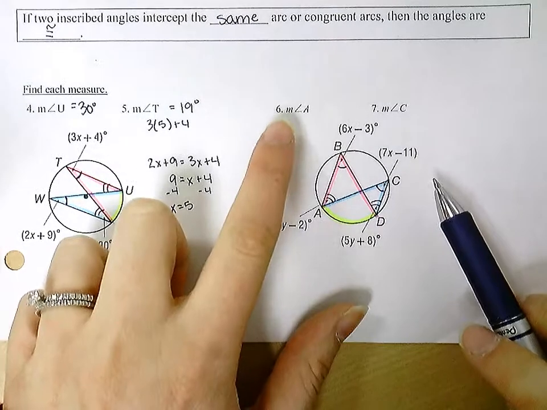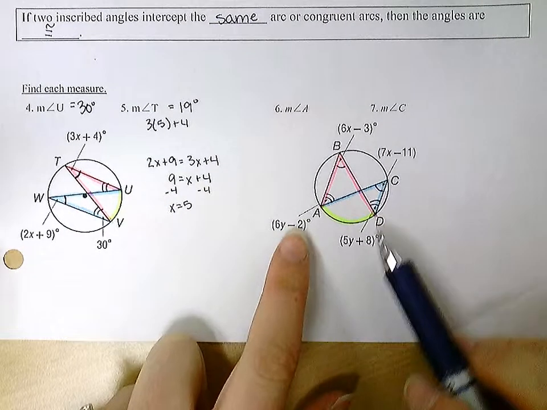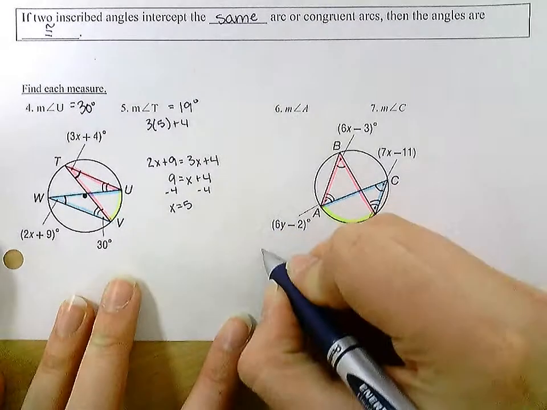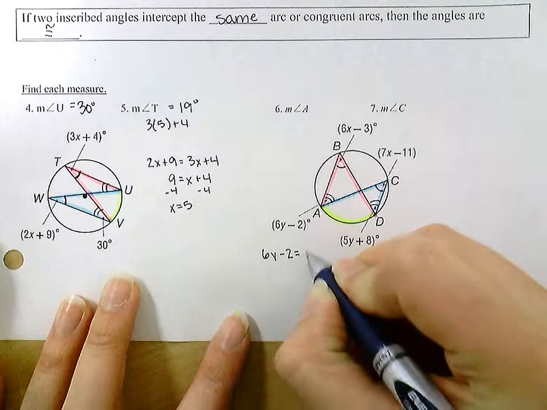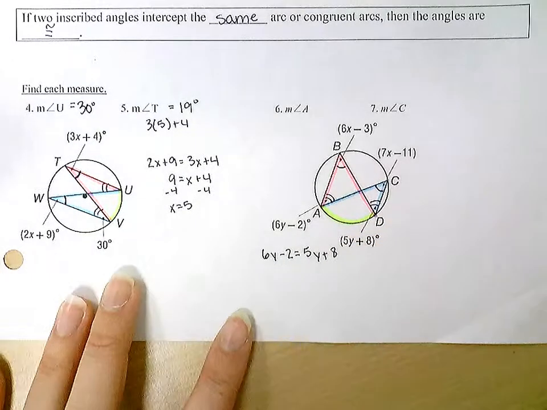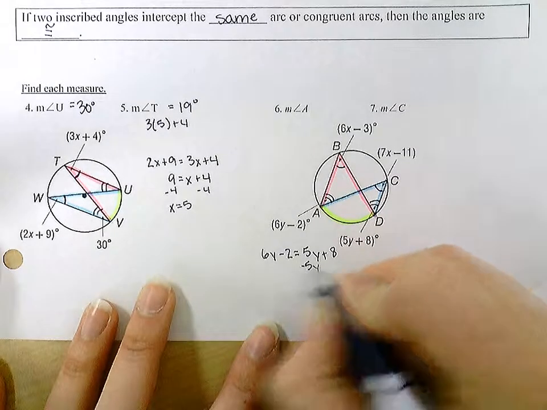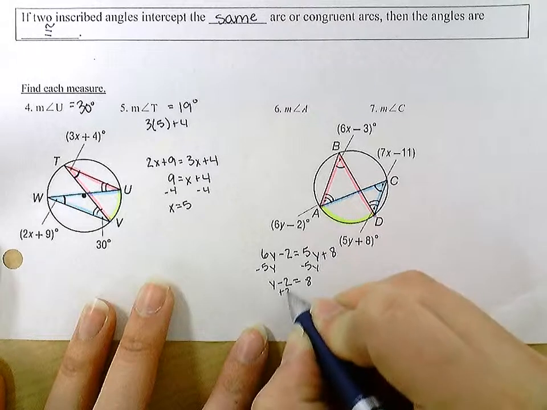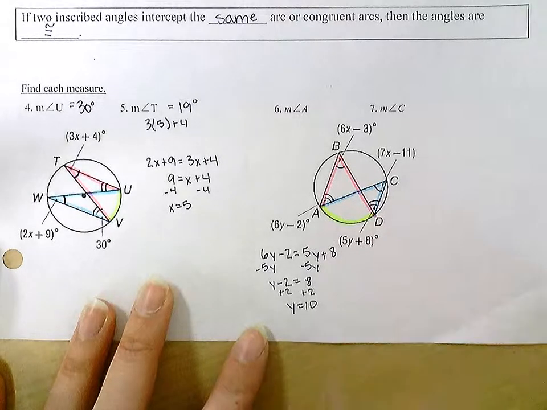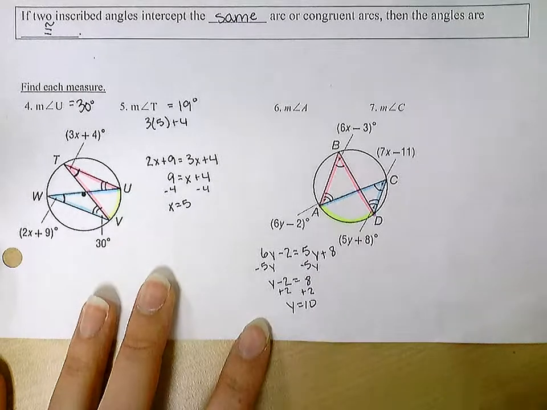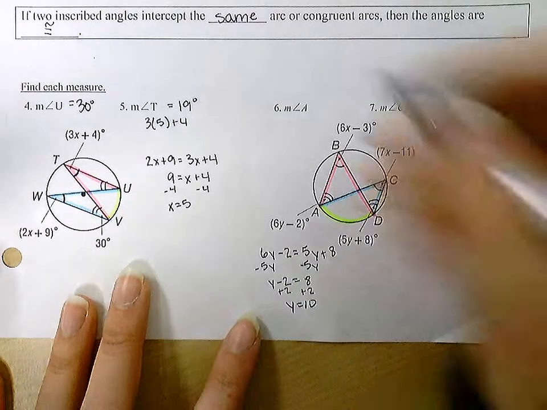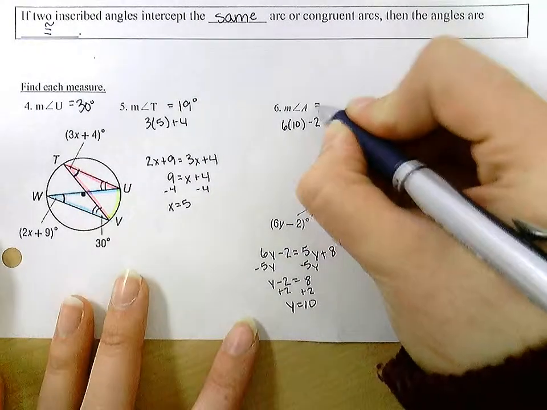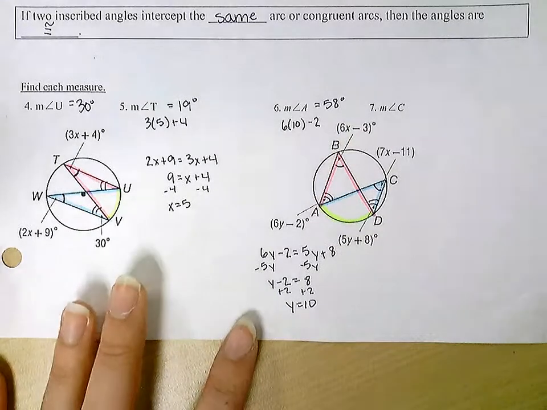So to find the measure of angle A, I can set these two angles equal to solve for y first. So we have 6y minus 2 equals 5y plus 8. Subtract 5y. Add 2. Y does equal 10. So since y is equal to 10, I'm going to plug that in here. So I have 6 times 10 minus 2. That's 58 degrees.